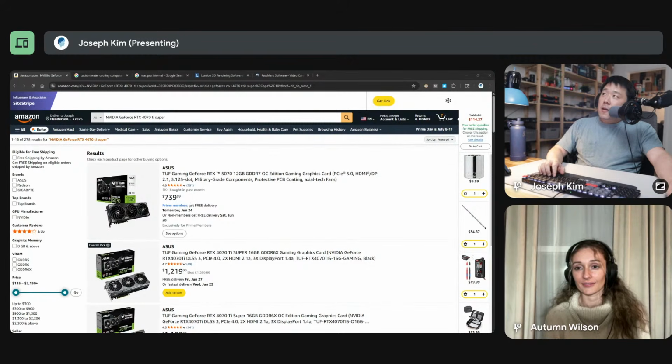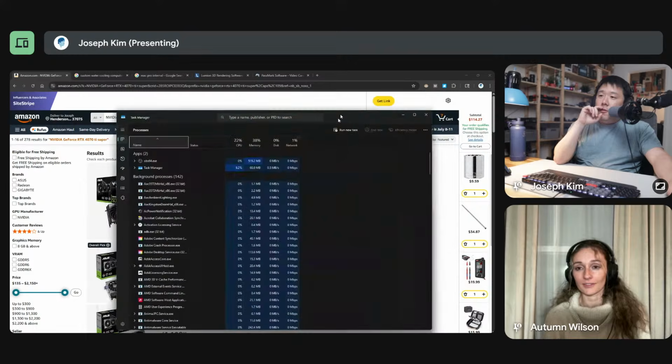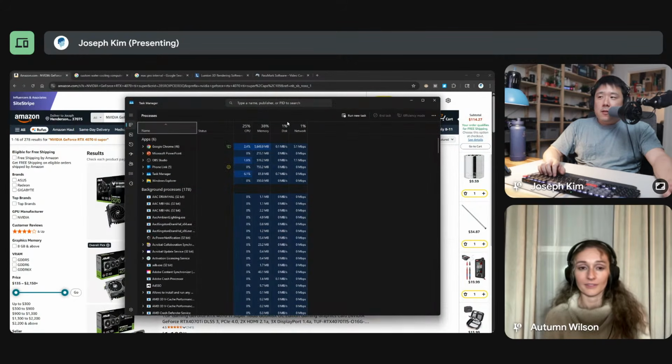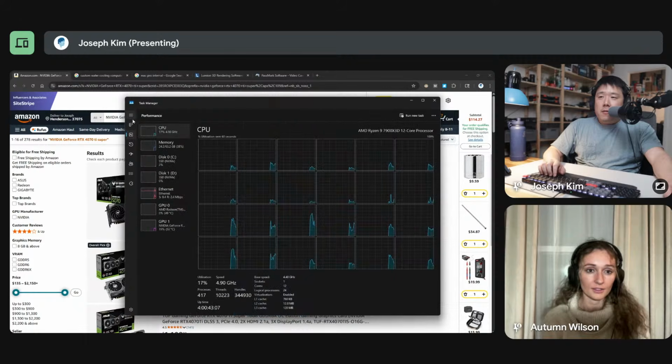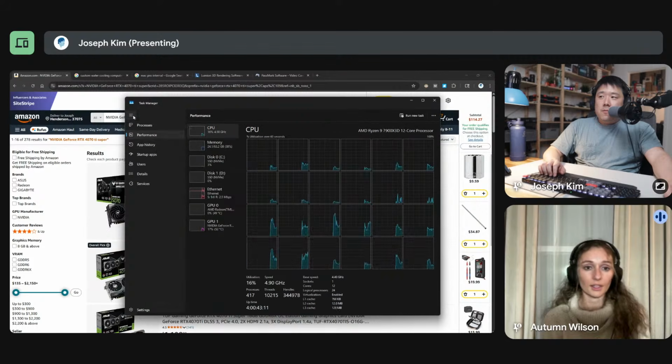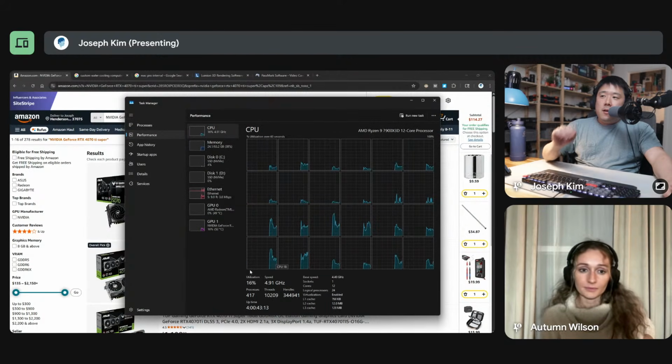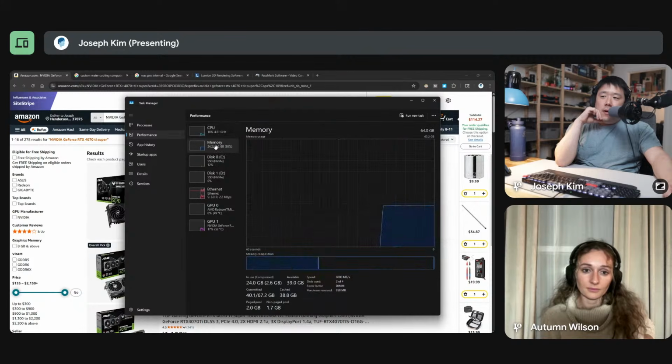Oh yeah, when you right click on the taskbar, you get something like this. And then when you click on here, the third icon or second icon, you can see the performance. And in performance, here you can see the memory.